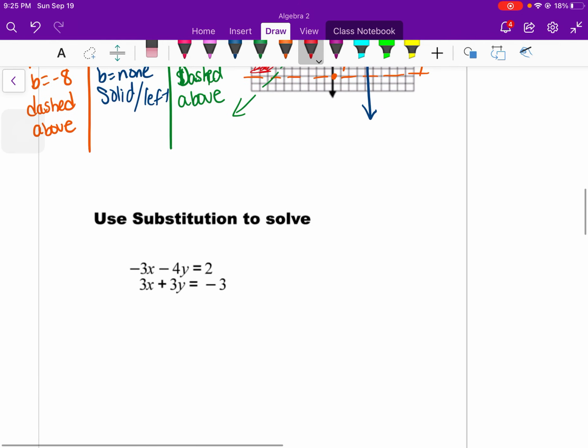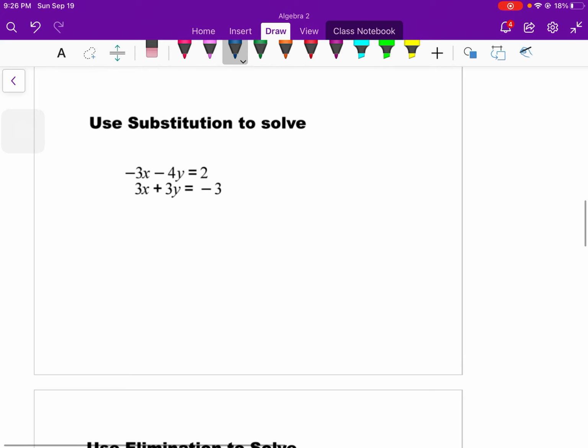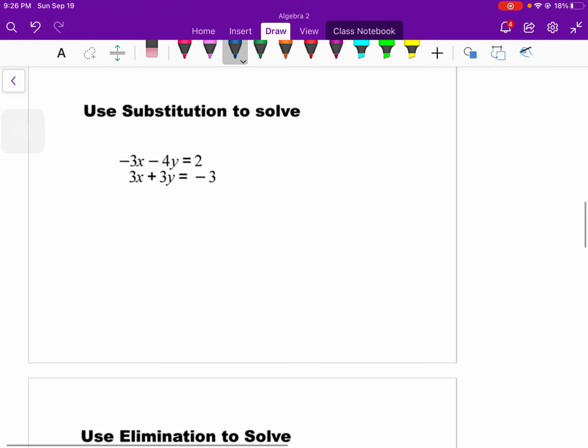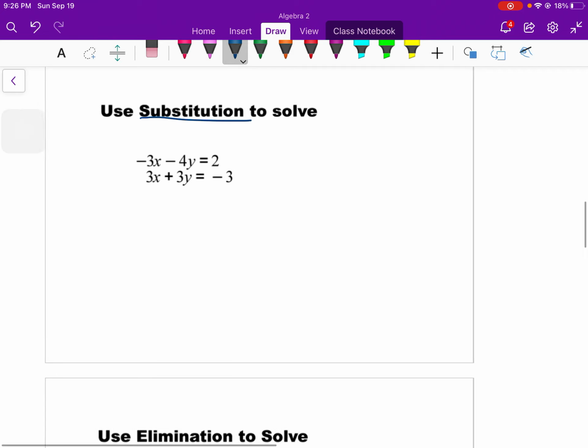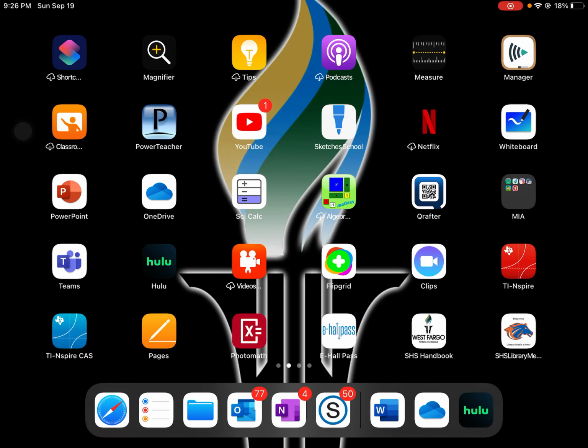All right, I'll do a couple solving ones. So, solving using substitution. This one is not really set up very nicely for substitution, but we'll still solve with substitution since we were asked to. To solve by substitution, we want either an x equals or a y equals.